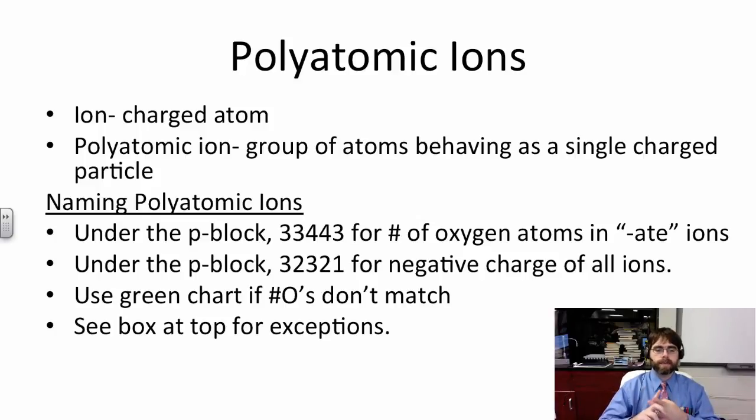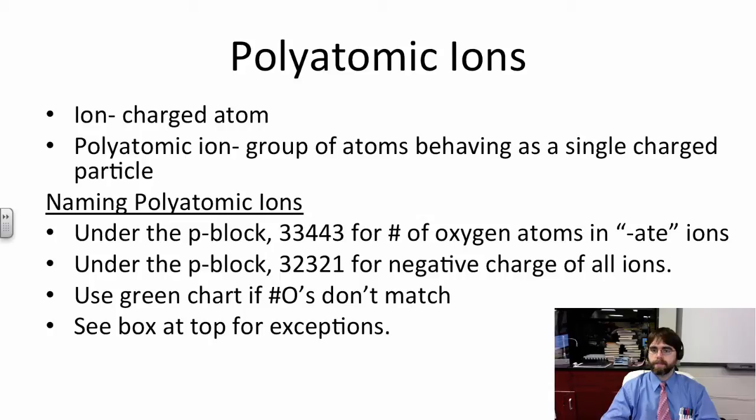Before I do some examples, there are a couple exceptions. Nitrate is the biggest exception. Nitrate, if you follow the 33443, 32321 rule, should be NO4 with a 3 minus charge, and it is not. Nitrate is NO3 with a 1 minus charge. It's just a huge exception to this list of rules.